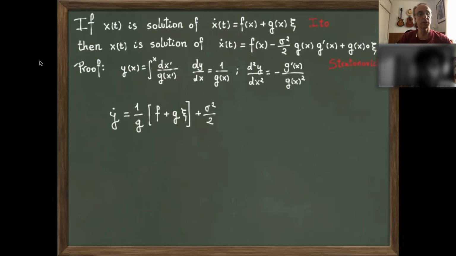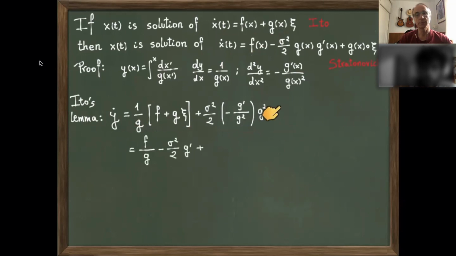And remember, the Ito term is the second order in the Taylor expansion of dy. So it will be the second derivative of y with respect to x, which is minus g prime over g squared, and g squared appears because, well, this is the Ito lemma that we studied in detail. So now g cancels with g here, which is the important thing. So we get an equation with this deterministic part, where g squared cancels with g squared here, and now we have the noise, and the noise is additive.